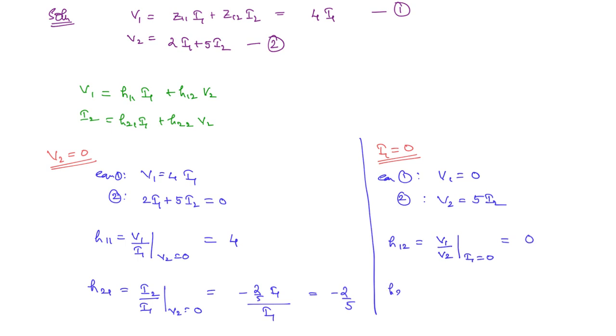Then what about H22? This is going to be I2 by V2 when I1 is 0. So from the second equation, I2 by V2, you are going to get 1 by 5. So this is how you can solve. When one set of parameters is given, you can get the other set of parameters.